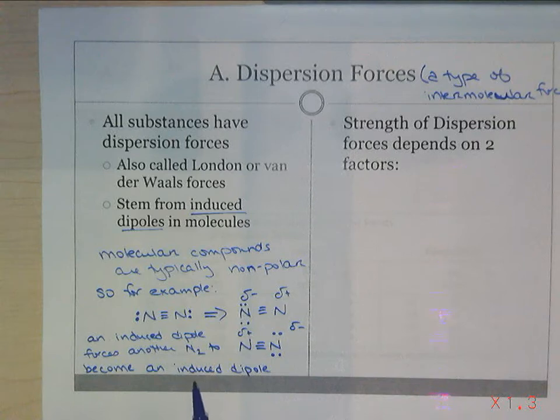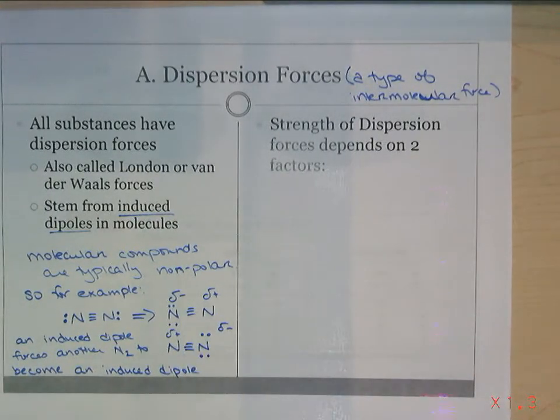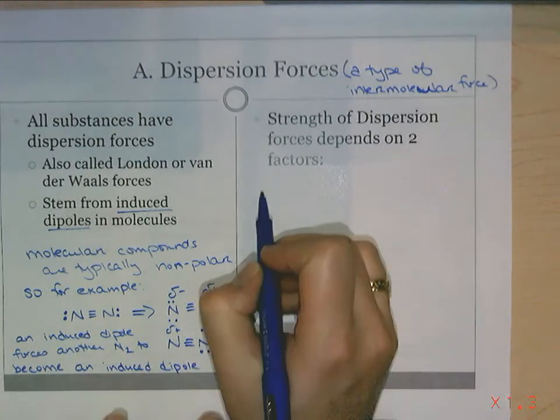This right here is the dispersion force. There's a momentary instant where you have two molecules that are not normally polar become instantaneously polar, forcing another one to become instantaneously polar, and there's a mini attraction just for nanoseconds. So the strength of a dispersion force, like we're seeing here, depends on two main factors.